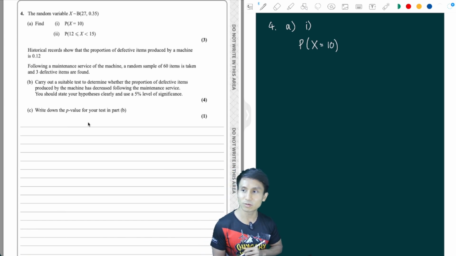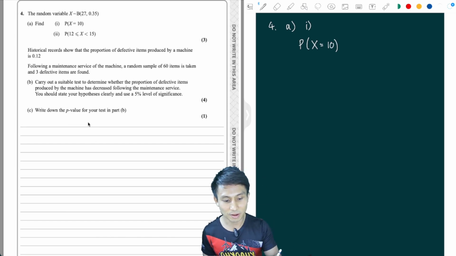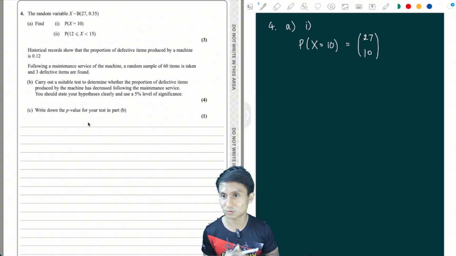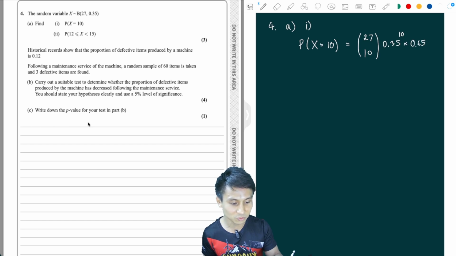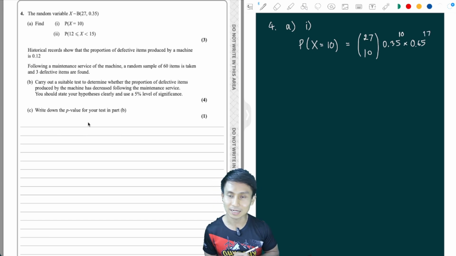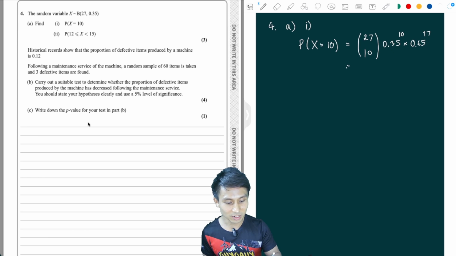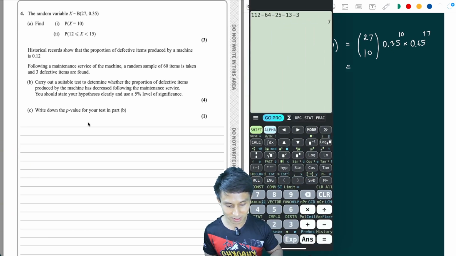Well, you guys have to know the formula, right? But I just happen to remember the formula, so it's just the binomial coefficient of the number of trials, C, and then the x, which is 10 in this case, multiplied by the probability of success to the power of x, which is 10, then multiplied by the remaining probability, which is 1 minus the probability of success, to the power of the remaining, which we get by 27 minus 10, so that is 17. Basically that. All right, and I would need a calculator for that.